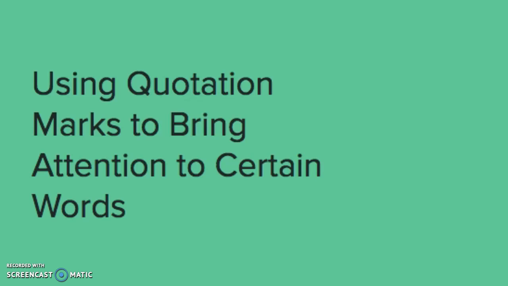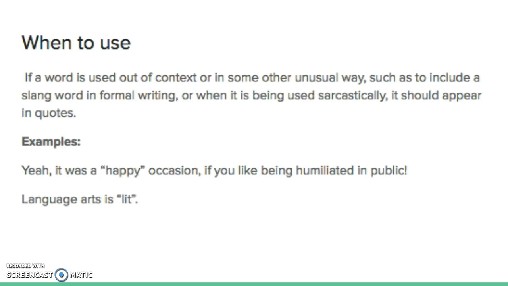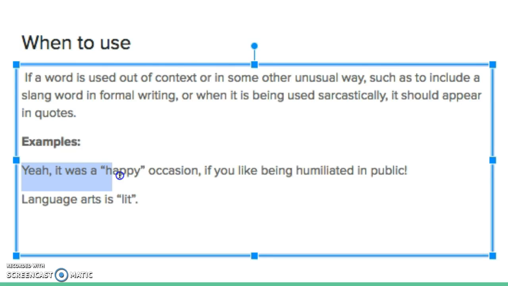Using quotation marks to bring attention to certain words. This is our third rule of when to use quotation marks. So for example, if a word is used out of context or in an unusual way, such as to include a slang word in formal writing, or when it's a word that might be being used sarcastically, you want to put it in quotes. So here's an example of a word being used sarcastically.